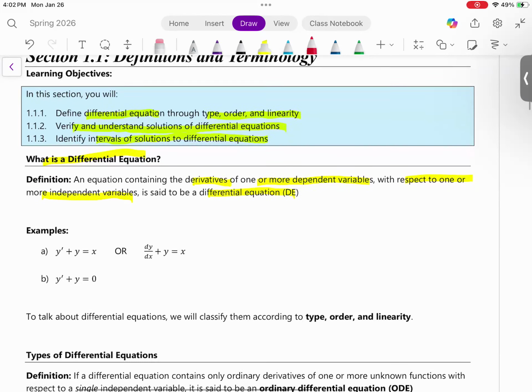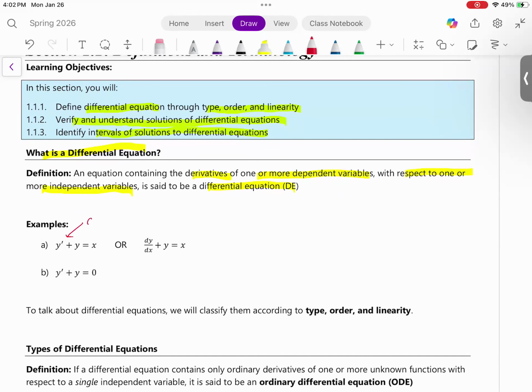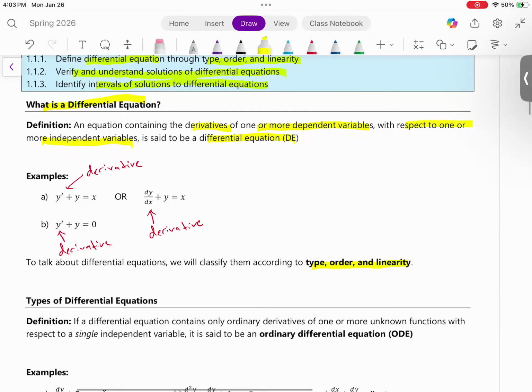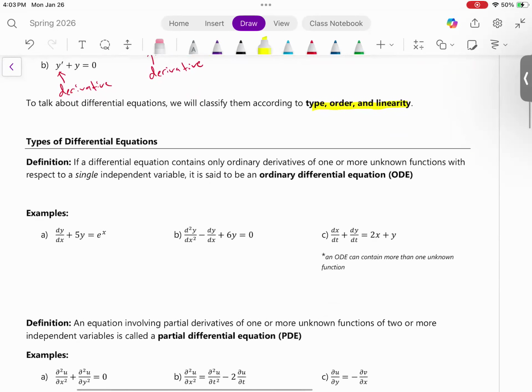Okay, so if we look at some examples down below, here's a derivative, here's a derivative, and y prime is also a derivative. Okay, so something you probably learned in calculus 2, or you should have learned. If not, it's okay. That's what this class was for. But let's go ahead and expand upon this. And we need to classify differential equations according to some type, order, and linearity. Okay, so let's go ahead and look at types of differential equations.